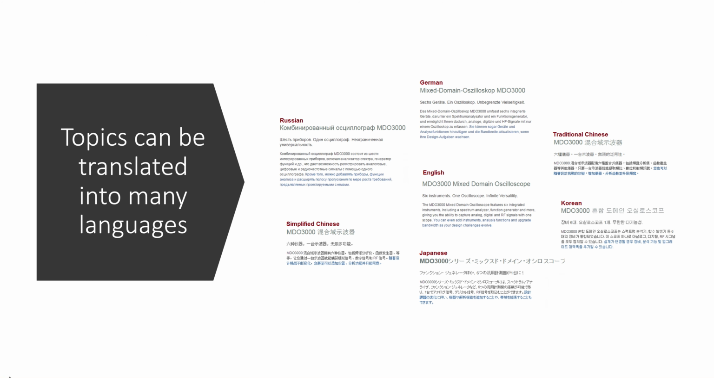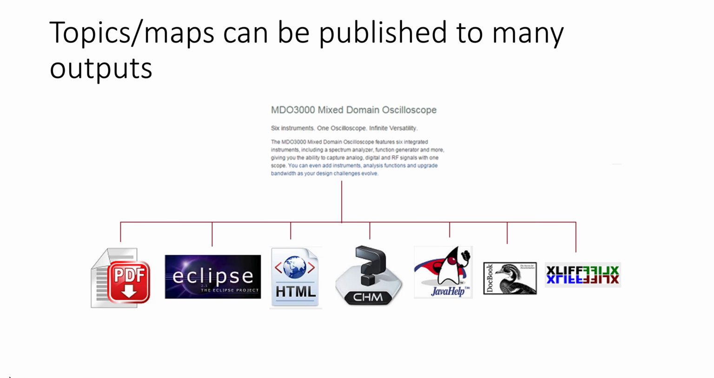Another example of reuse is translation. Topics can be translated into many languages. So we have our source English topic there in the middle, and then we have Russian, German, traditional Chinese, Korean, Japanese, and simplified Chinese. Another version of reuse is how we can publish it. So we can have that same topic or the same map used to publish PDF, Eclipse, HTML, Online Help, CHM, Java Help, DocBook, or XLIFF, and many others.